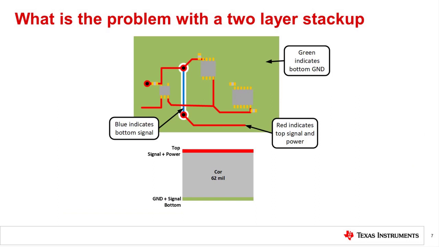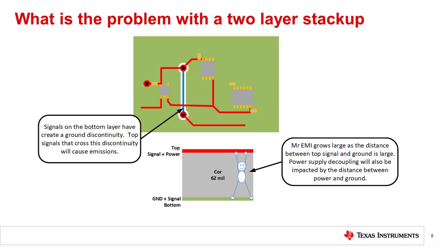Here is an example of a two-layer board. For this type of board, the best stack-up is to put power and signal on the top layer and use the bottom layer as a solid ground plane. However, it can often be difficult to route the board with all signals and power on the top, so frequently some signals will be routed on the bottom. What are some common issues associated with this kind of stack-up?